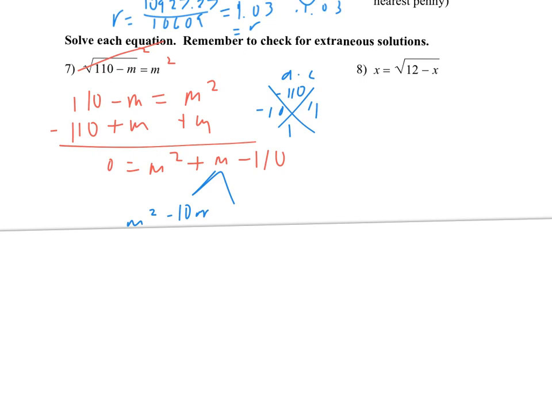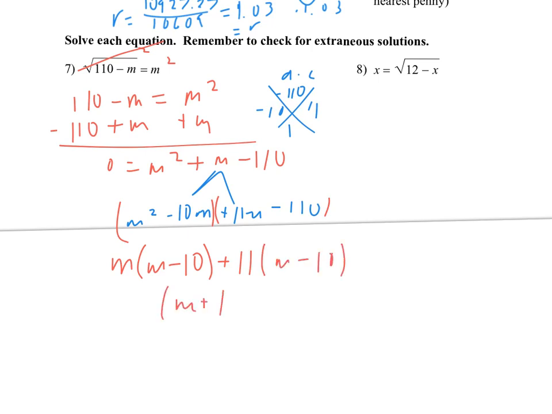So m squared minus 10m plus 11m minus 110. And I'll do my grouping here. So the first group I can take out an m, leaving me with m minus 10. Second group I can take out a plus 11, which leaves me with m minus 10 as well. So I have m plus 11, m minus 10 equals 0.